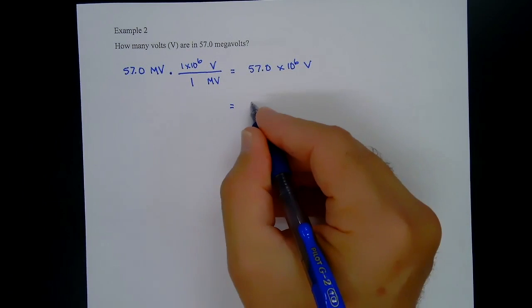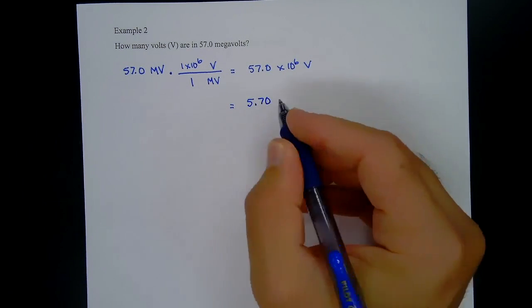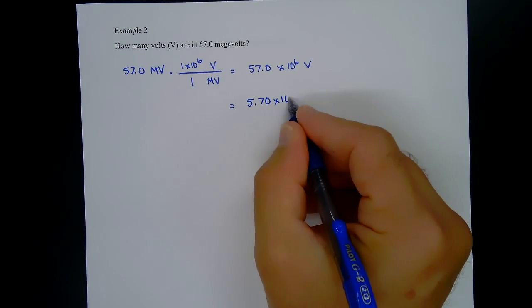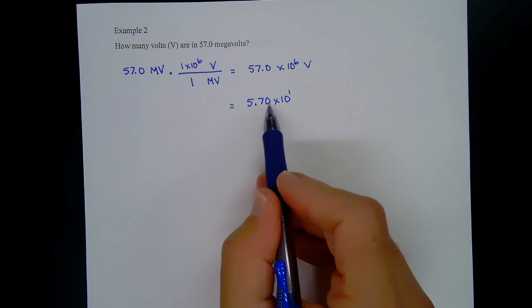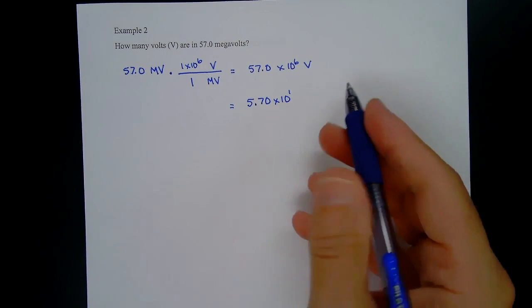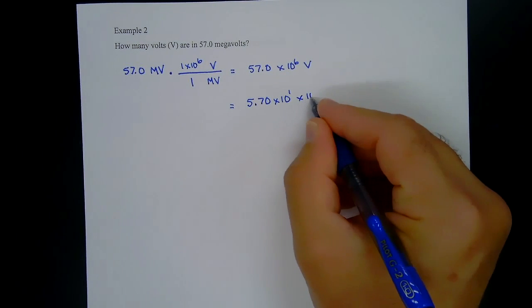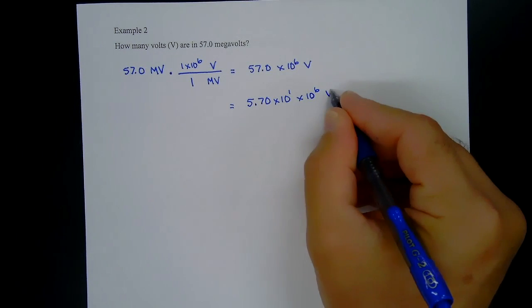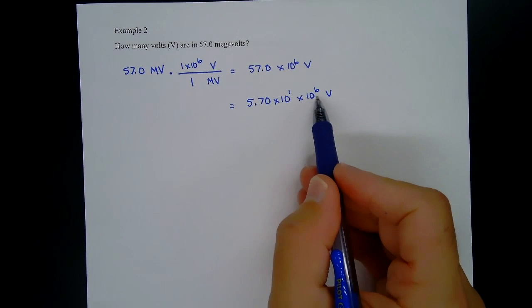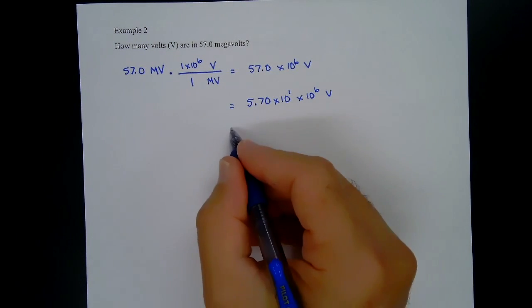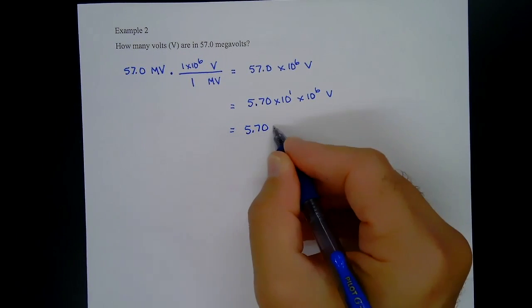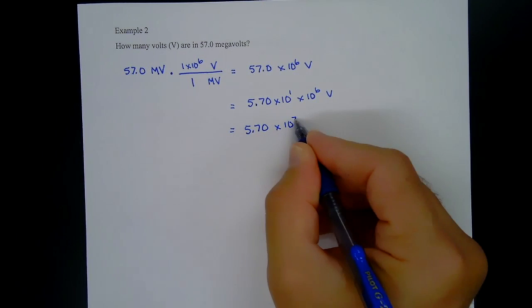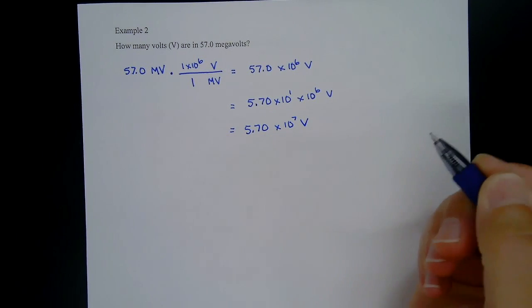So this number could be written as 5.70 times 10 to the 1st power, because if you multiply 5.70 times 10, you'd get 57.0. And then we still have the times 10 to the 6th volts. Well, 10 to the 1st times 10 to the 6th would be 10 to the 7th. So this would be 5.70 times 10 to the 7th volts.